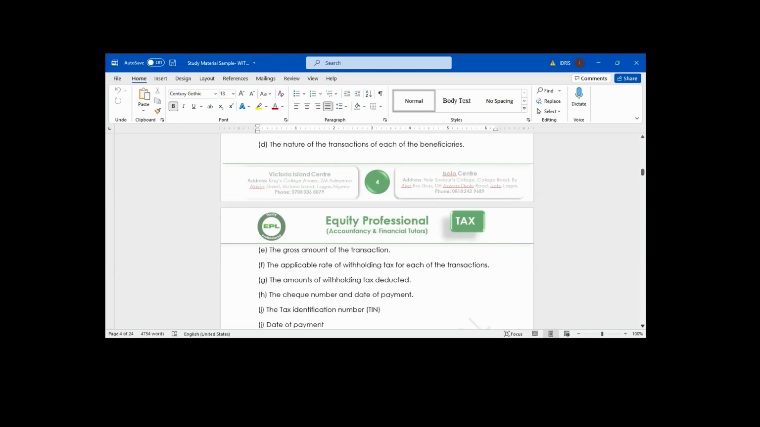Gross amount of the transactions must also be stated in the withholding tax return. The applicable rate of withholding tax: we have a withholding tax table where each of the transactions has its own rate. So while filing the withholding tax return, you must state the rate that you used to compute the withholding tax. The gross amount of the transaction means the amount of that transaction before you deduct withholding tax.